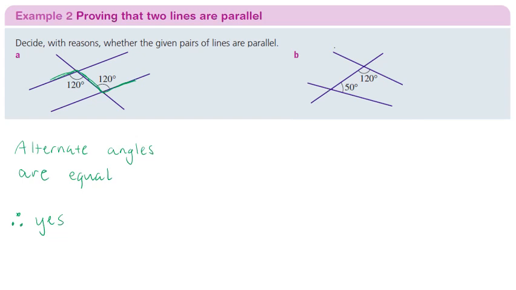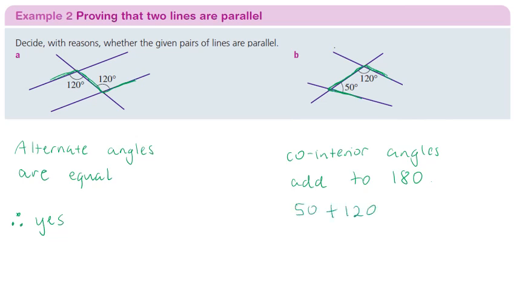Then this next example here, the shape of these two angles makes a U shape, so co-interior, and co-interior angles add to 180. So if I go 50 plus 120, they equal 170. So therefore, no, not parallel.